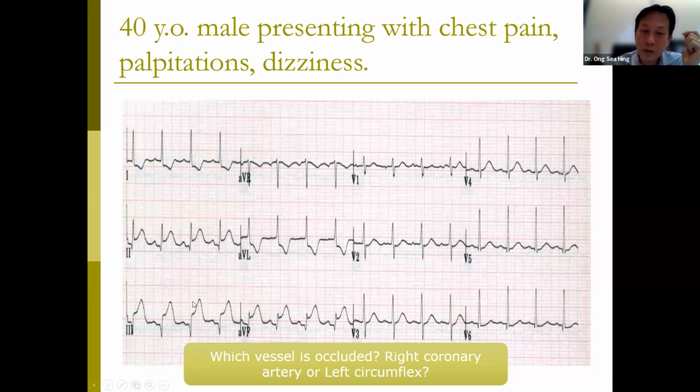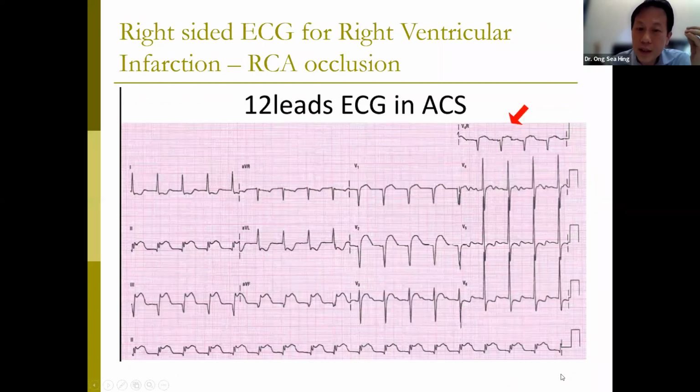One way is to look at lead 3 and lead AVF. Generally speaking, if the ST elevation in lead 3 is higher than in lead 2, it is the right coronary artery or a dominant left circumflex artery. If lead 2 is higher than lead 3, it could be a left circumflex artery. The other way to find out whether it's a right coronary artery occlusion or a left coronary artery occlusion is to do a right-sided ECG.